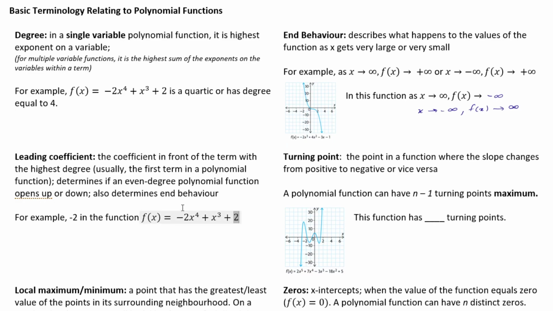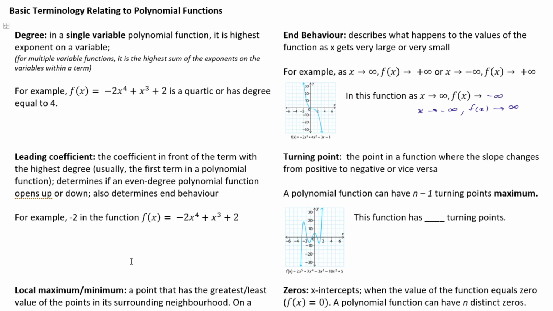Let's look at leading coefficients because they're exceedingly important in looking at polynomial functions. The leading coefficient is the coefficient in front of the term with the highest degree. So it's usually the first term in a polynomial function. We usually put the term with the highest degree first. Basically, the leading coefficient is very important because it determines if an even degree polynomial function will open up or down, and it also determines end behavior.